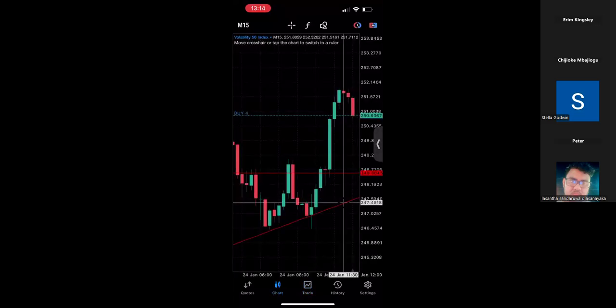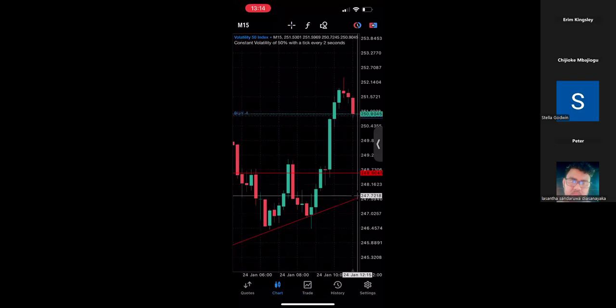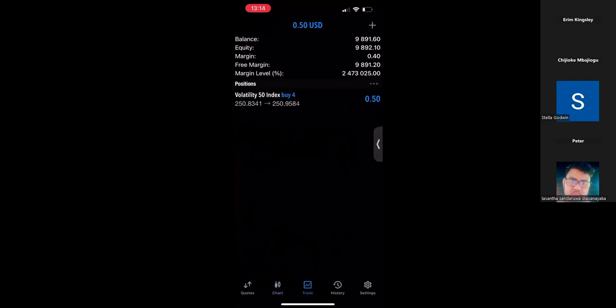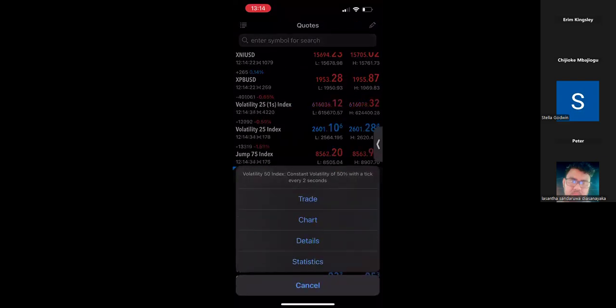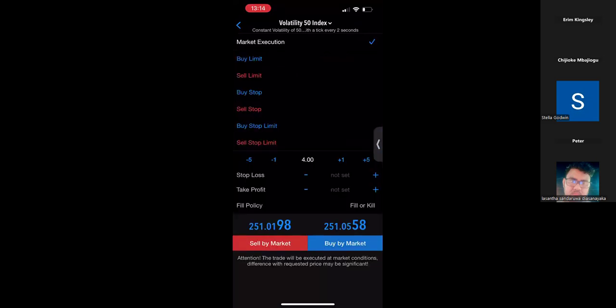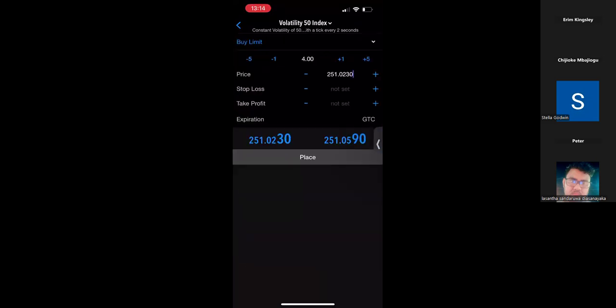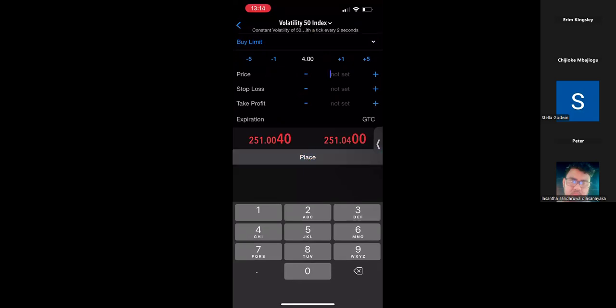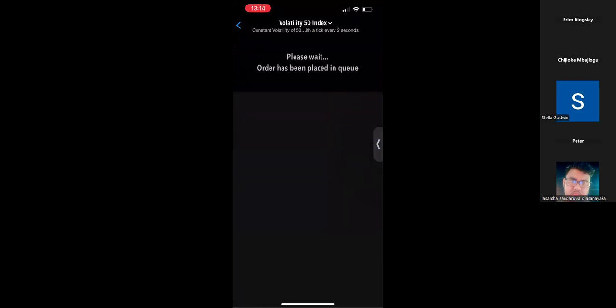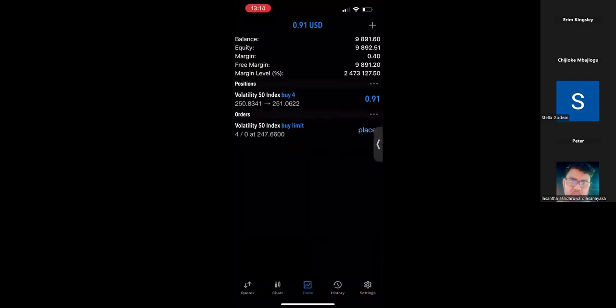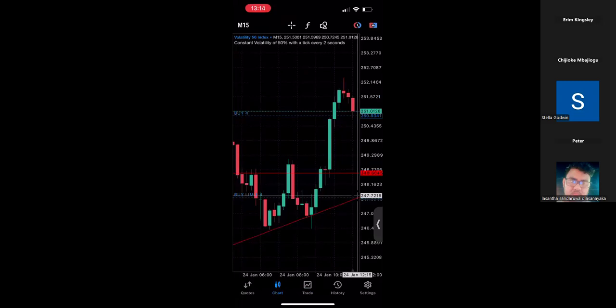So for the buy limit, you come here, and I'm going to put the buy limit on the trend line. So it's 247. I come here and I put buy limit. So I type 247.66. You see, it's not buying because it is called a pending order, a buy limit. It is still there. This is where I place the pending order.